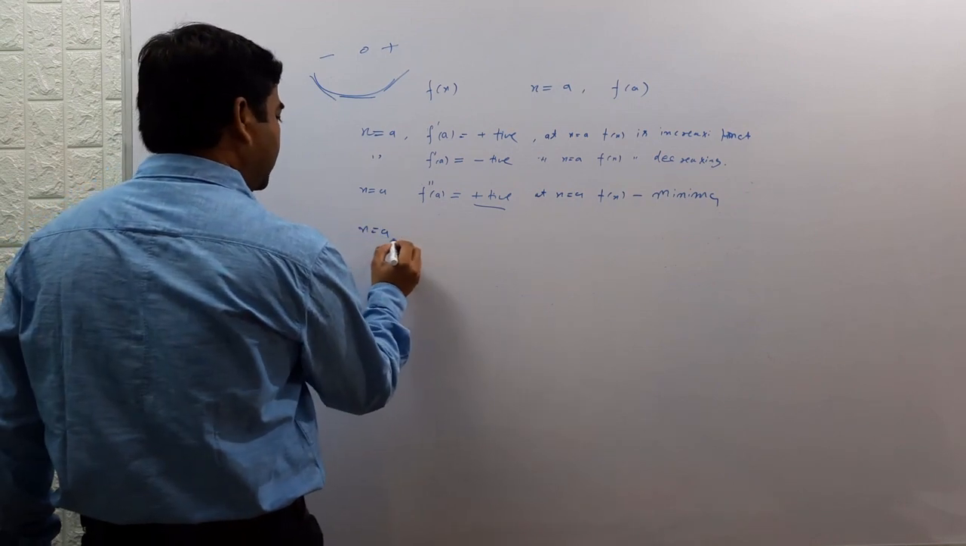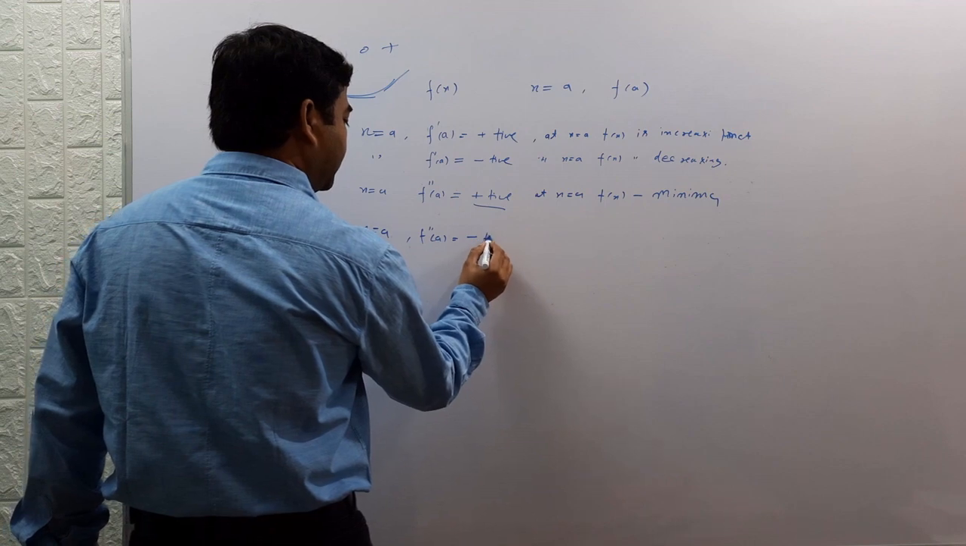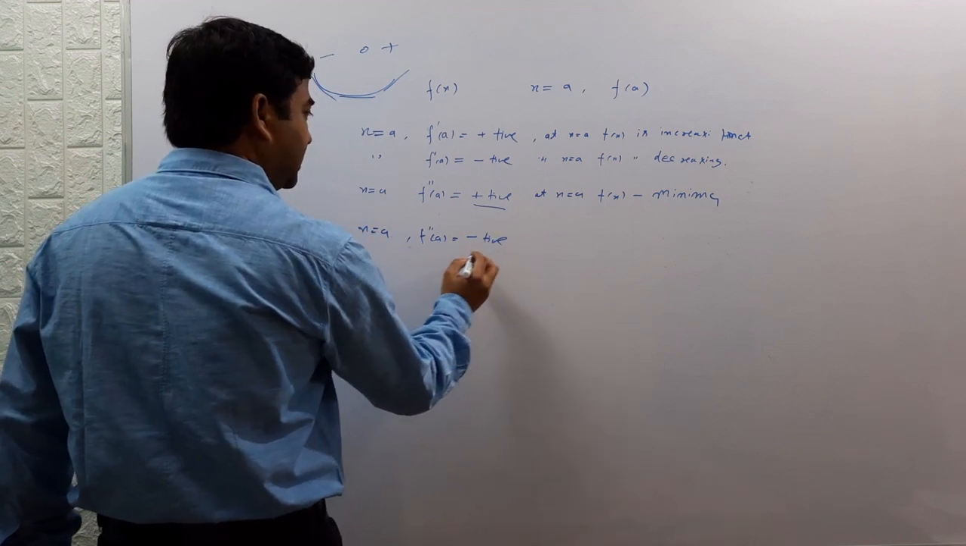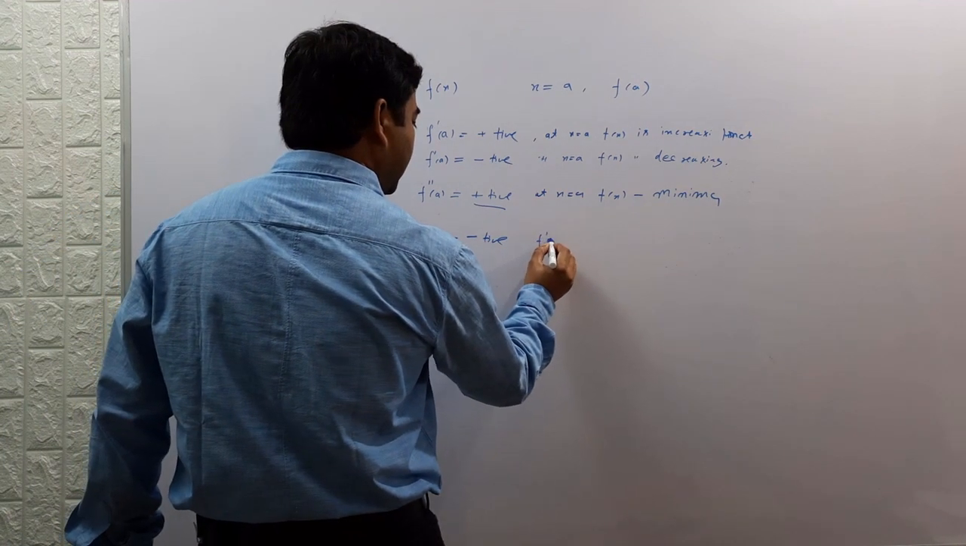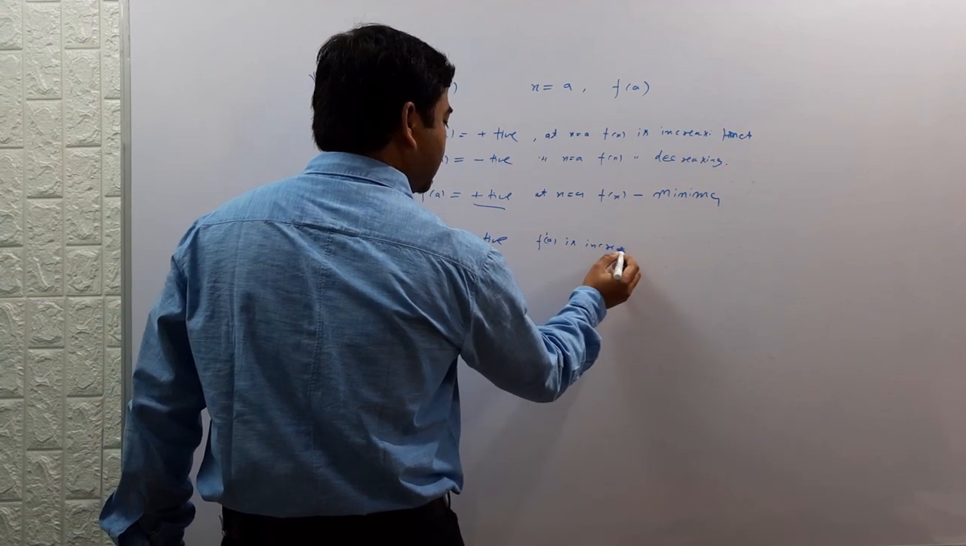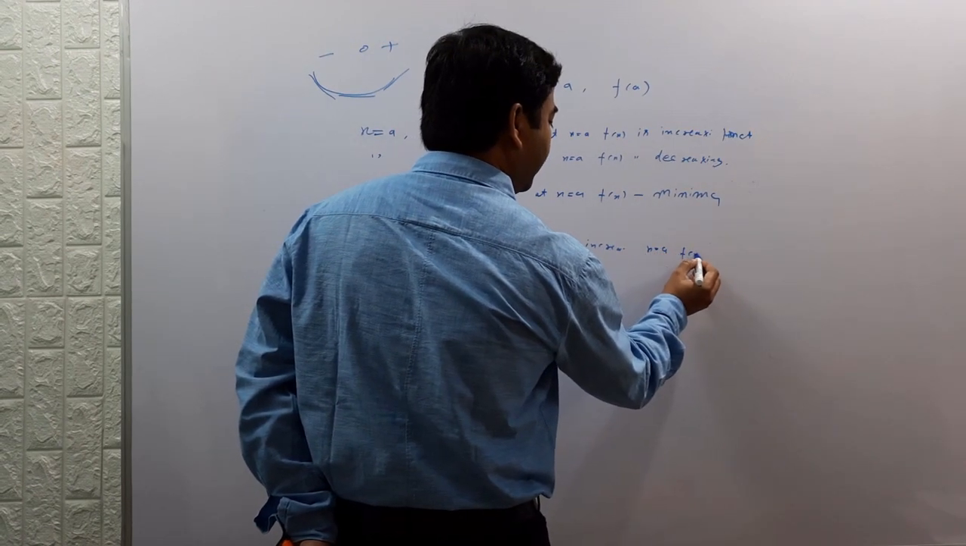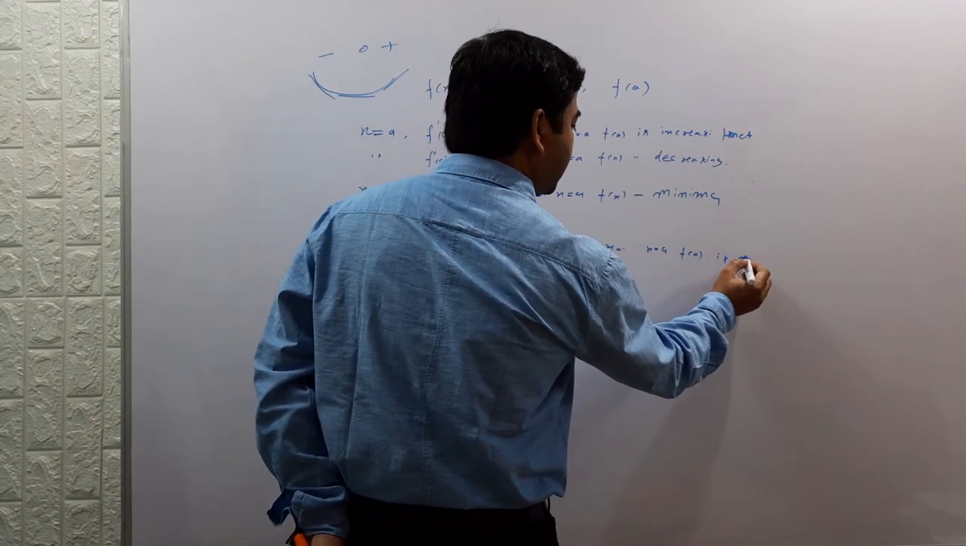Similarly, at x equal to a, if f double dash a is negative, that means f dash a is a decreasing function, and that means at x equal to a, f(x) is a maximum.